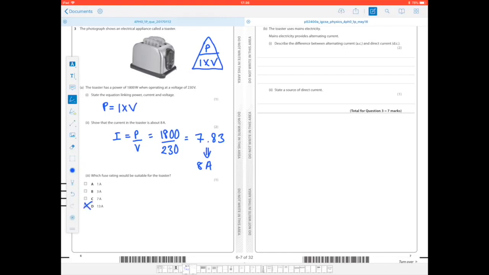B, the toaster uses mains electricity. Mains electricity provides alternating current. Describe the difference between alternating current and direct current. So learn these definitions off by heart. An alternating current is one where the current continuously changes direction, whereas a direct current is one where the current flows in one direction only.